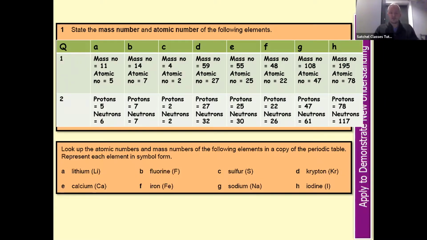And then from that, we can work out the atomic number gives us the proton number, and the mass number, take away the atomic number, gives us the number of neutrons. So for question 2 here, for Be 11 5, I had 5 protons, 6 neutrons. For nitrogen 14 7, I had 7 protons, 7 neutrons, because 14 take away 7 is 7, and so on.